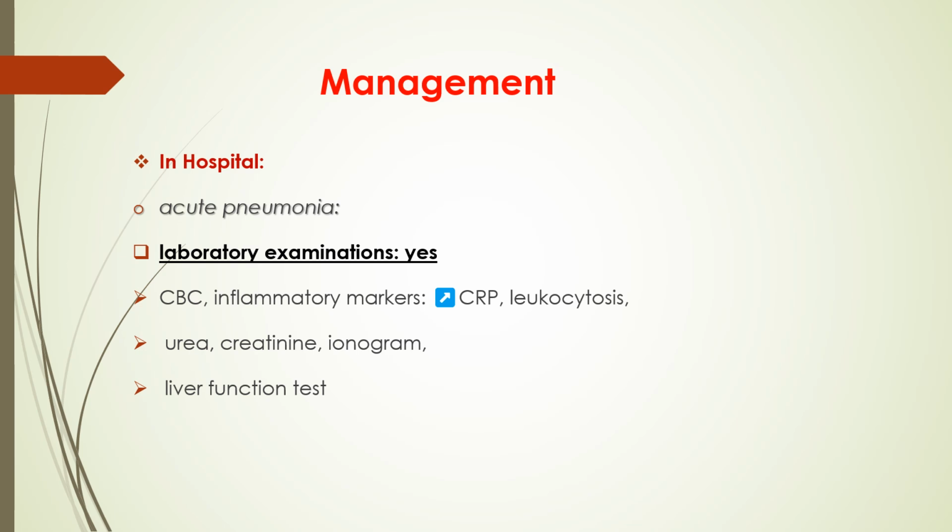What about hospitalized persons? If we had pneumonia, we have to ask for laboratory examination, CBC, inflammatory markers, looking for arrays of CRP or leukocytosis. We do ask for some kidney tests like urea, creatinine, and angiogram, and liver function tests also, looking for some signs of severity.